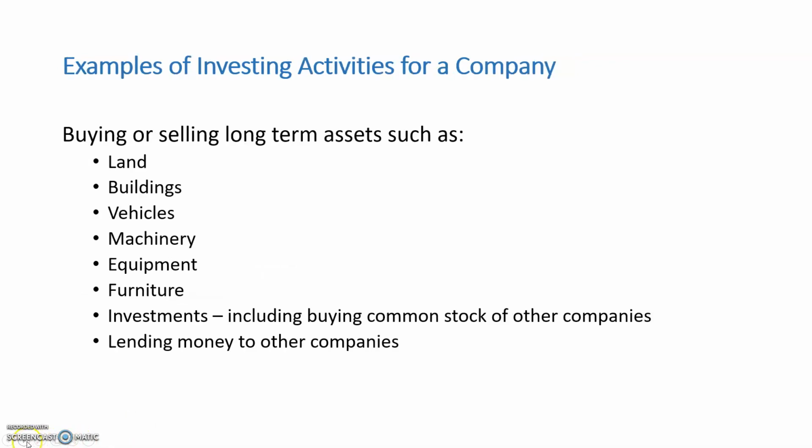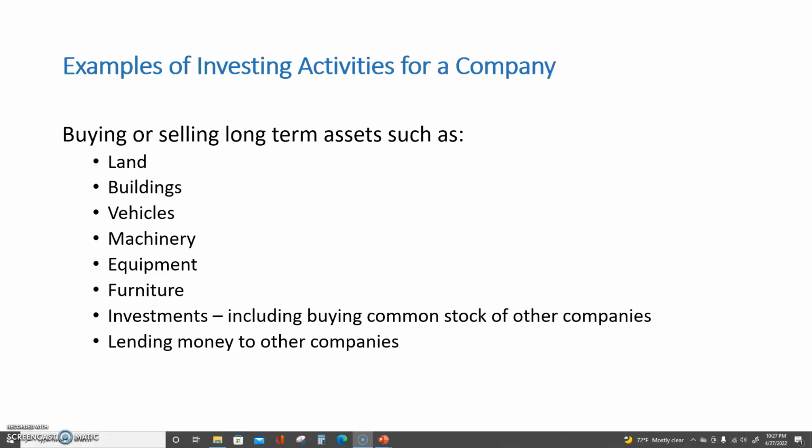Now next, let's look at investing activities. What would be considered an investing activity for a company? As a broad definition, an investing activity is whenever a company buys or sells long-term assets. So if a company buys land, buildings, vehicles, machinery, equipment, furniture, or sells these, it would be considered an investing activity for a company. If a company has long-term investments, including buying common stock of other companies, that would be an example of investing activity for a company.